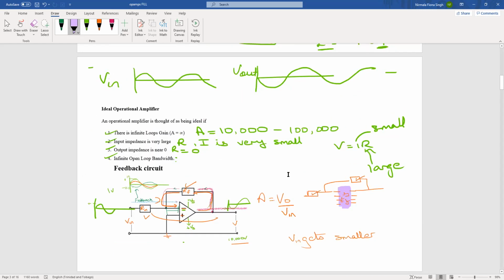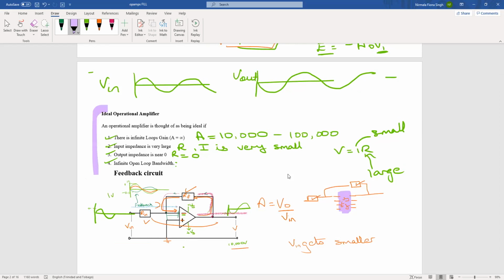We have the characteristics of an ideal amplifier. What are they? It has an infinite open loop gain, but your actual gain is anywhere from 10,000 to 100,000. It has an infinitely large input resistance so that it reduces the current passing through the amplifier to really, really small amounts. We have a very small output resistance, and this is the resistance in the amplifier itself. We're not talking about the stuff connected to it. And it has a near infinite open loop bandwidth, which we will do the next day. Then we're going to come on to feedback.